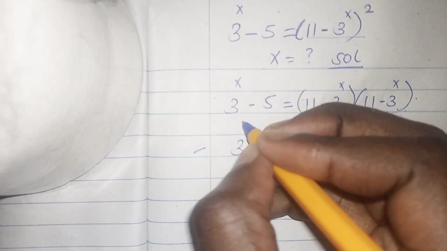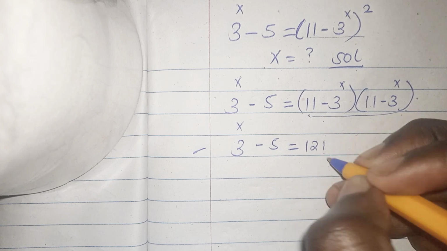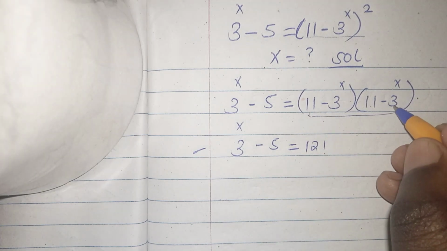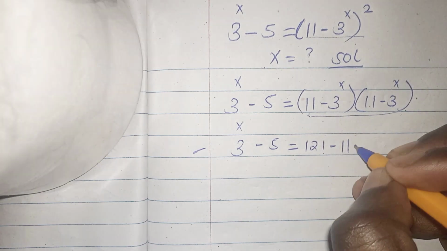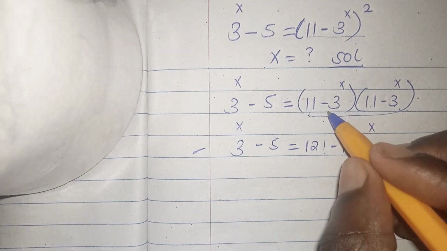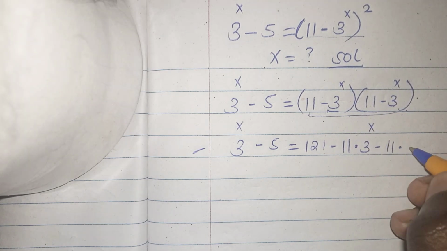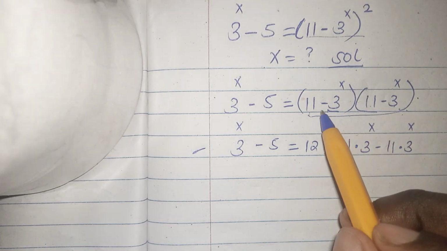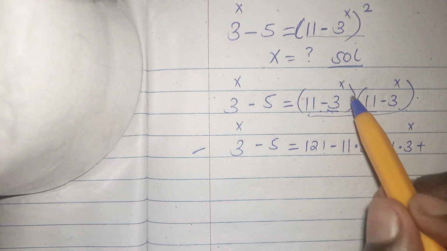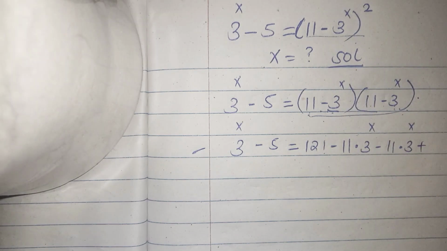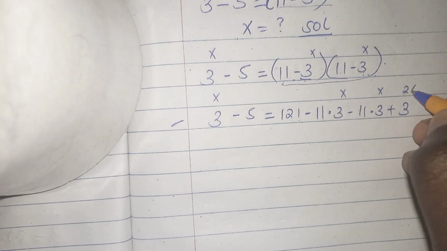Therefore, 3 to the power of x minus 5 is equal to 11 times 11, this is 121. 11 times negative 3 to the power of x, this is minus 11 times 3 to the power of x. Then this times this, we shall then have minus 11 times 3 to the power of x. We then have negative times negative, so this becomes positive. So 3 to the power of x times 3 to the power of x, according to one law of indices, we shall then have 3 to the power of 2x.